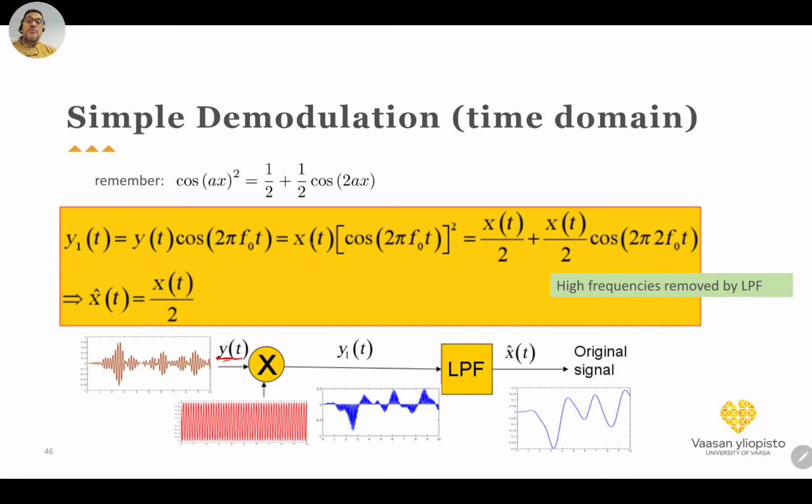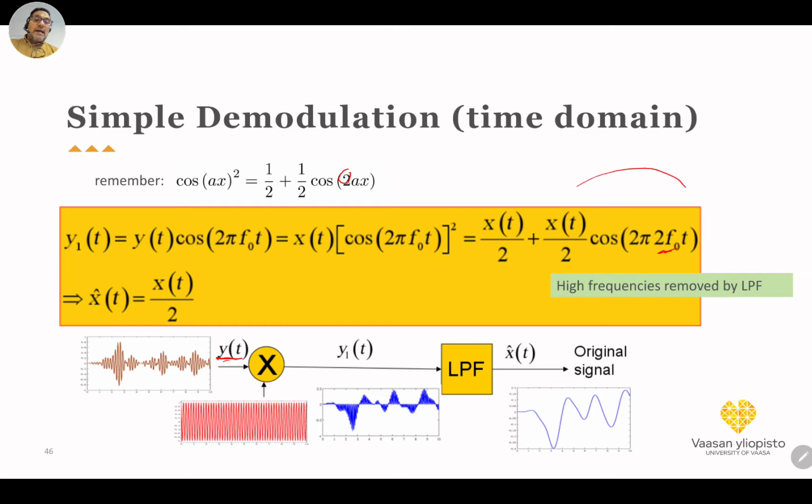It becomes x of t times cosine square, and cosine square can be expanded like half plus half cosine 2ax, which means that it will be half times x of t, that is x of t divided by 2, plus x of t divided by 2 times cosine 4πf0t. Now we have 2f0 because we have the 2 here. So it means that the original signal will be shifted even more.